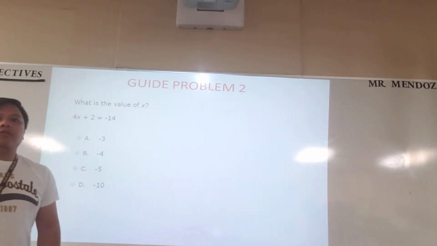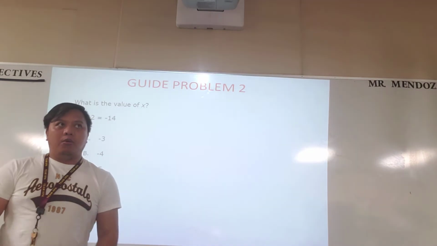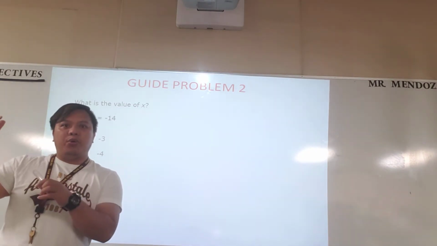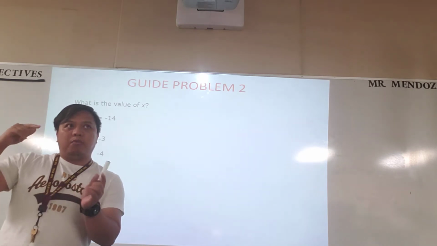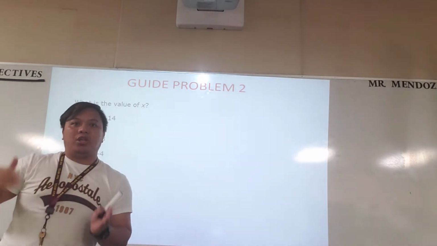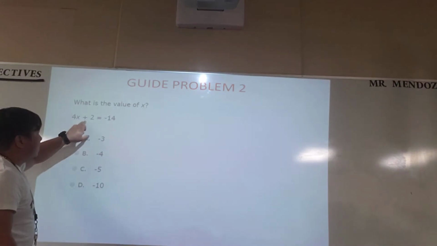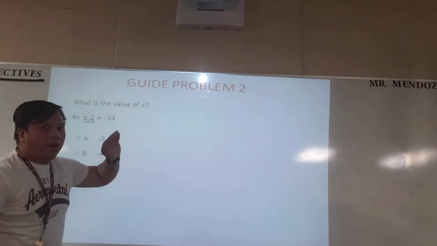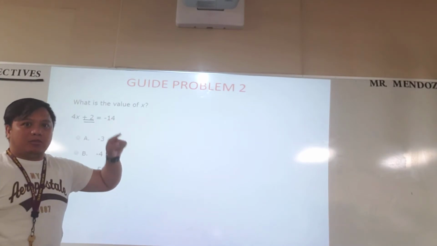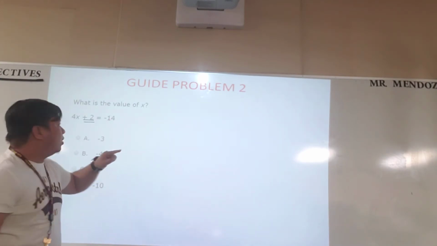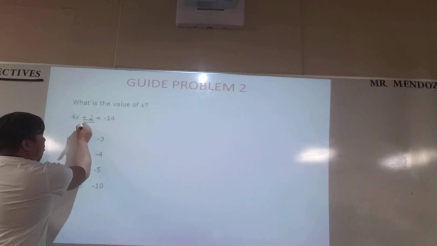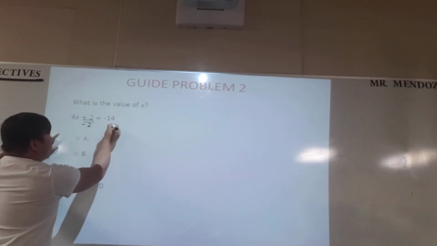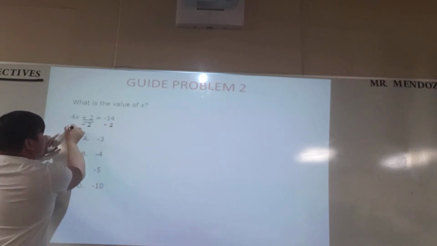Okay, first examine your equation. What are the operations? So that you would know what inverses you need to apply. First thing, I got plus 2. So if that's plus 2, what is the opposite of plus? That's minus. So that means I'm going to subtract in order to cancel the plus 2. So that's going to be minus 2, minus 2.